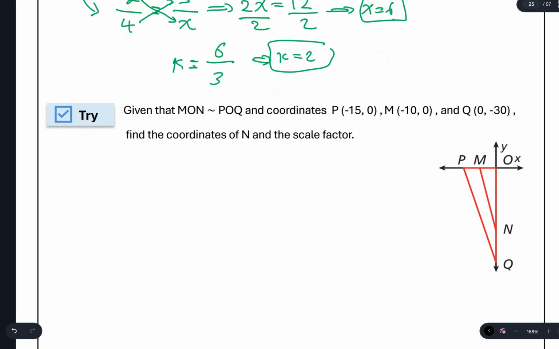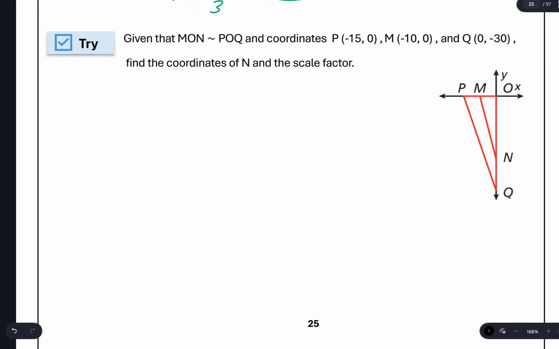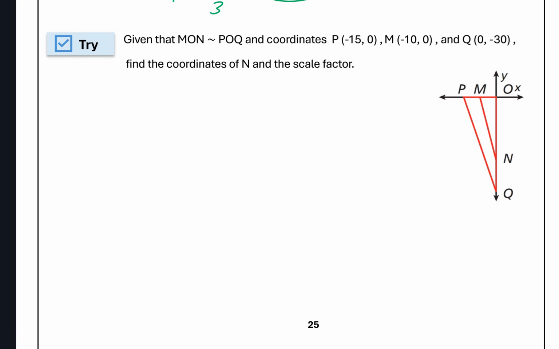We have a try. This is similar to this question I just solved. I can solve this one for you also. We have point P, which is (-15, 0). Point M is also given. Point Q is given. As you can see, the coordinates are given, but point N is required. We don't know it, right? From these two triangles, MON and POQ, let's redraw them a little bit so you understand.